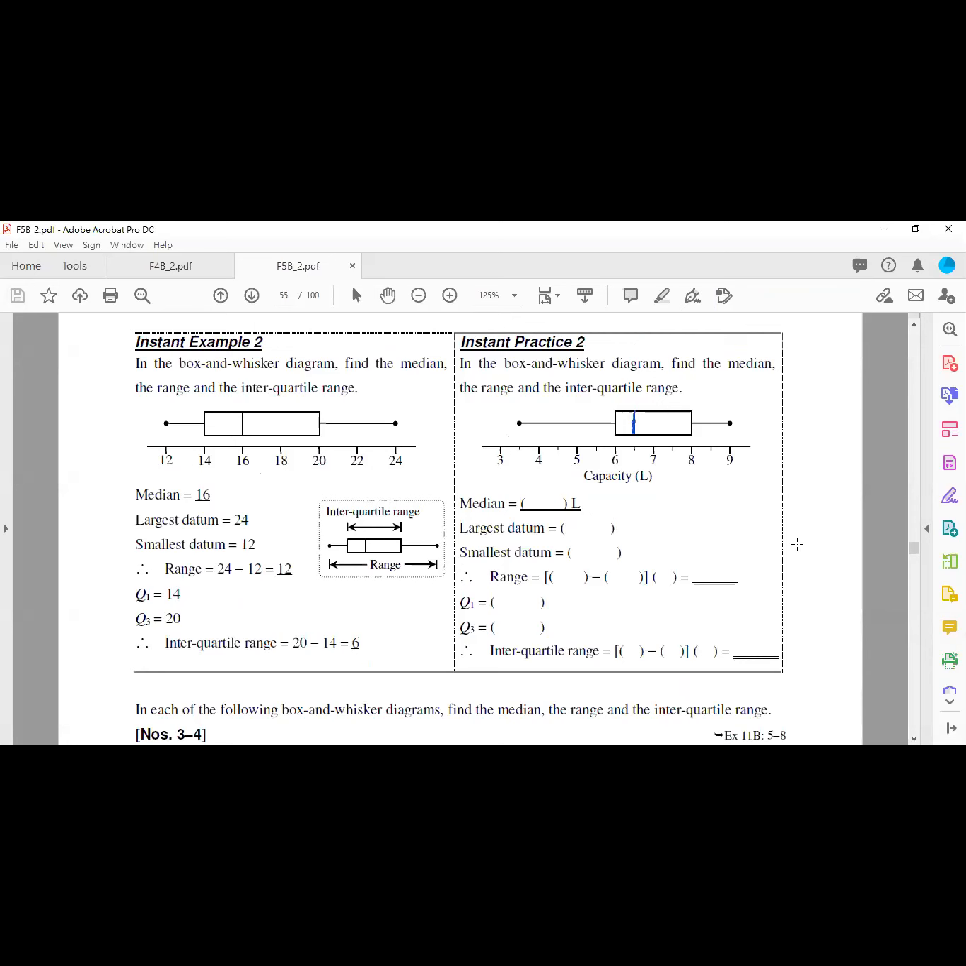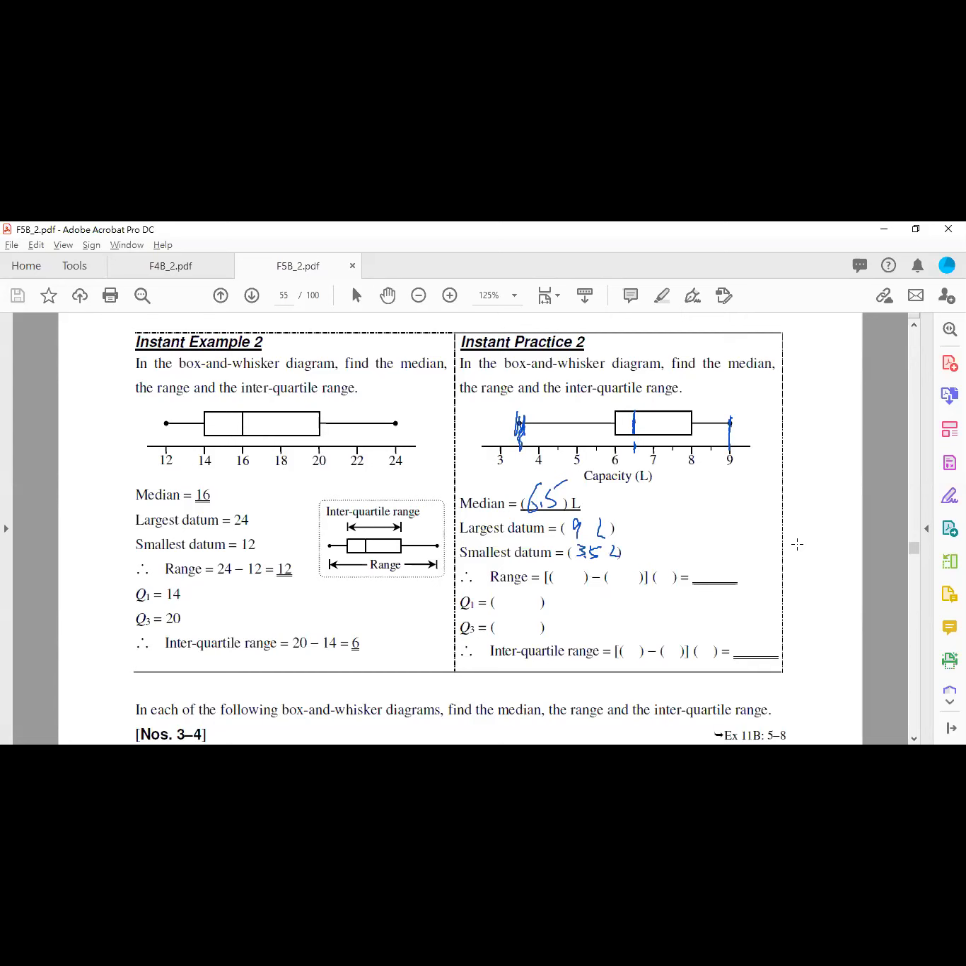Median is the middle line here. It's this middle line. The value should be this point, midway between 6 and 7, which should be 6.5. The largest datum is this point. It should be 9 liter. The smallest datum should be at this point. It should be 3.5 liter.